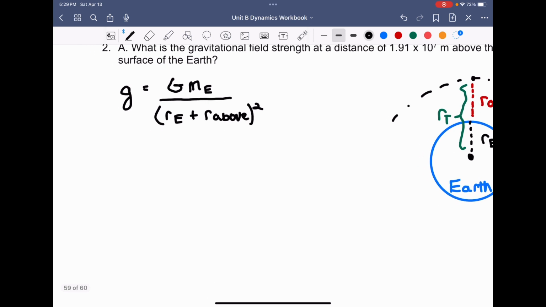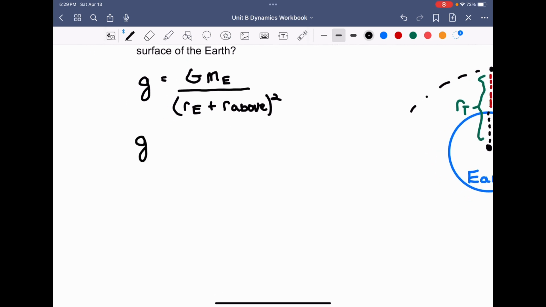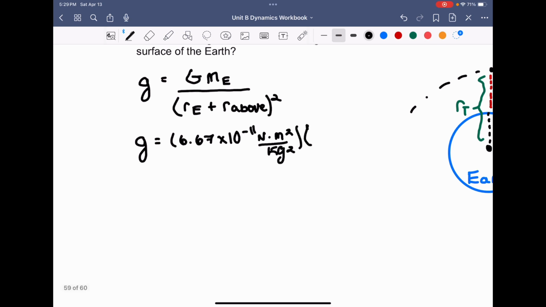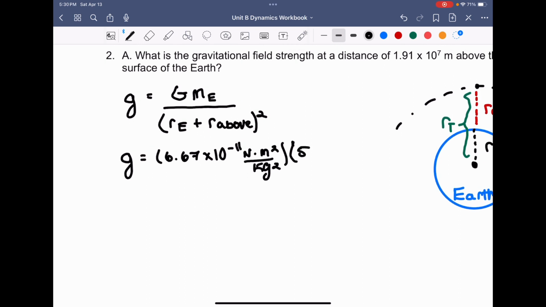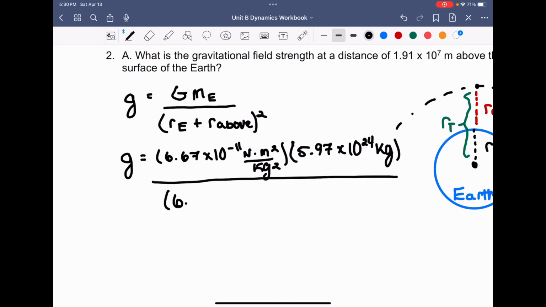Okay, now let's plug in some numbers here. So this is going to be G, or gravitational field strength, is equal to 6.67 times 10 to the negative 11. We want to make sure all units are here, newtons times meters squared over kilograms squared, multiplied by the mass of the Earth, which we know is on the back of the formula sheet, 5.97 times 10 to the power of 24 kg. Close the bracket. Perfect.